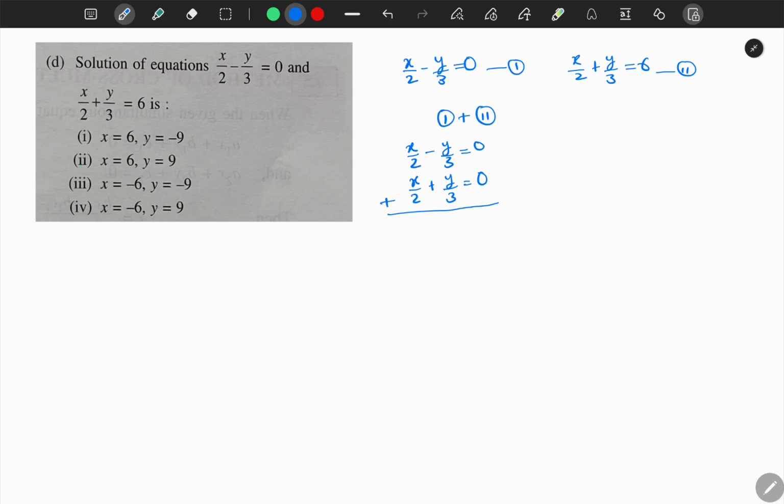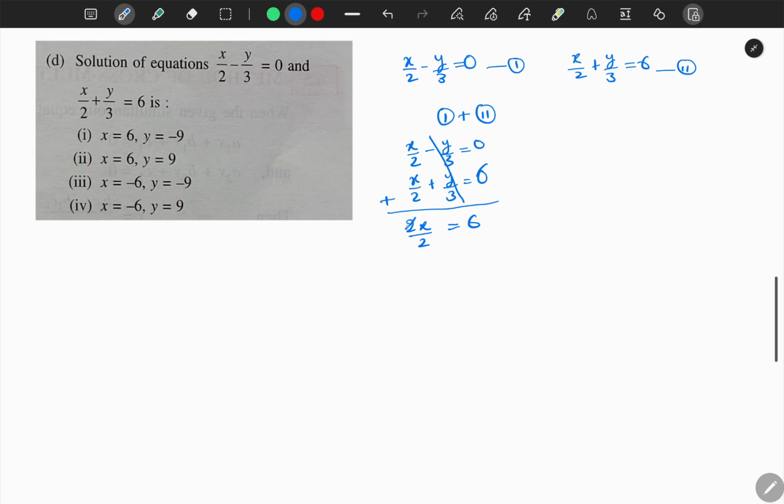So minus y by 3 and plus y by 3 will cancel each other. x by 2 plus x by 2 will give me 2x by 2. And slight mistake, this is actually 6. 6 plus 0 will give me 6 itself. Now I can cancel this 2 and this 2. So the value of x that I'll get is 6.